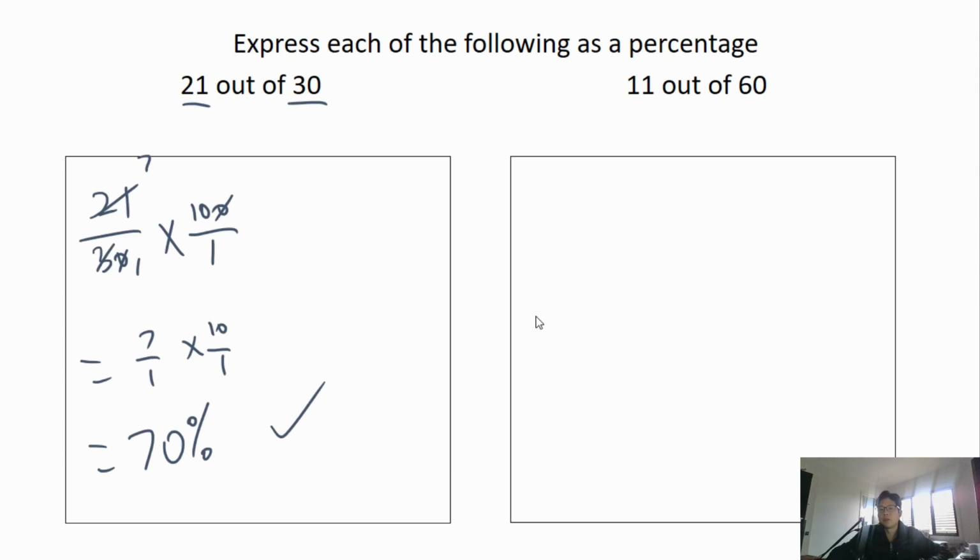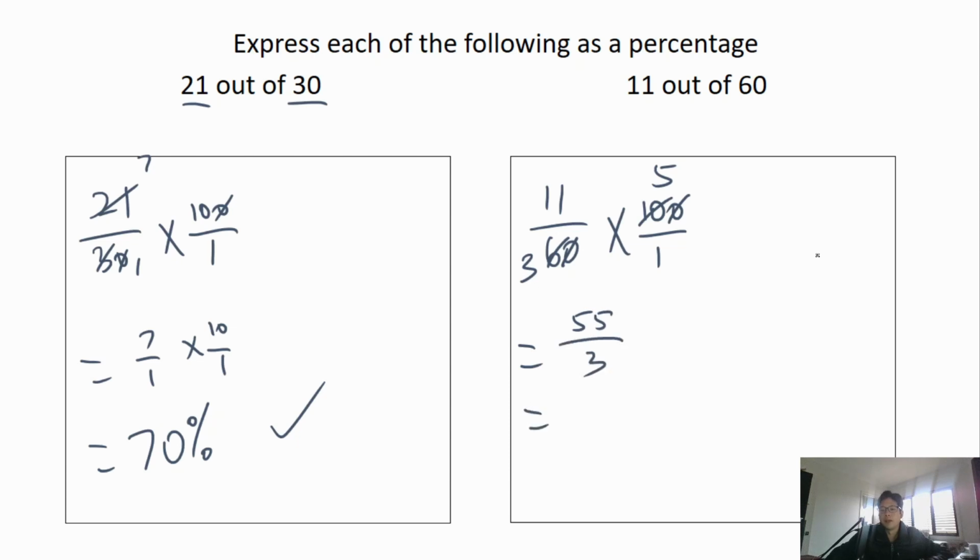Alright, now for the next one, same deal: 11 over 60 times 100 over 1. Cancel out the zeros. You can also simplify diagonally here by a factor of 2. So 6 divided by 2 is 3, 10 divided by 2 is 5. That gives us 55 over 3. And let's divide that.